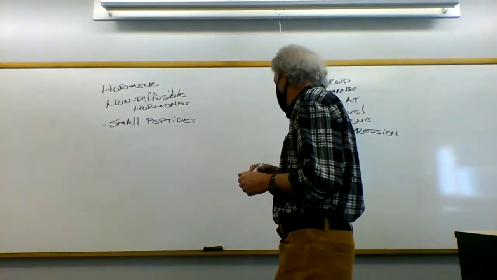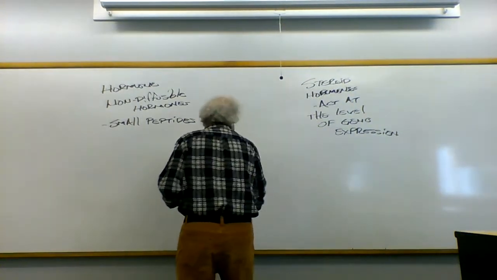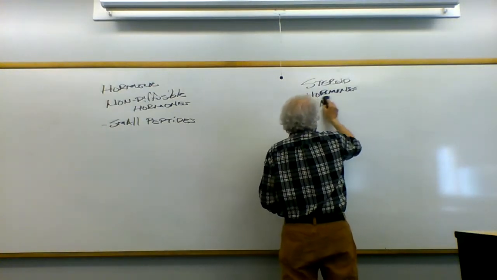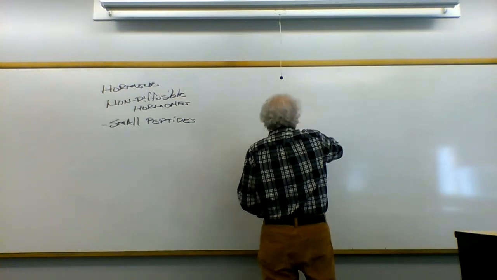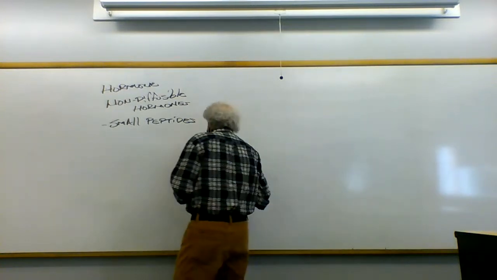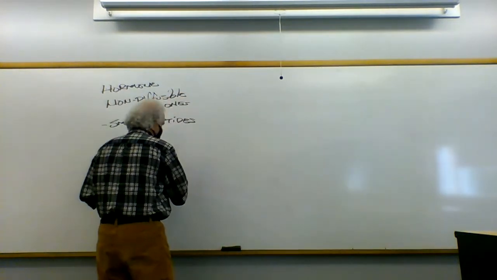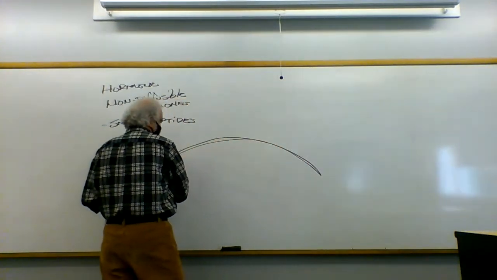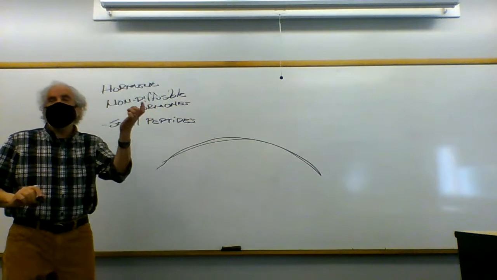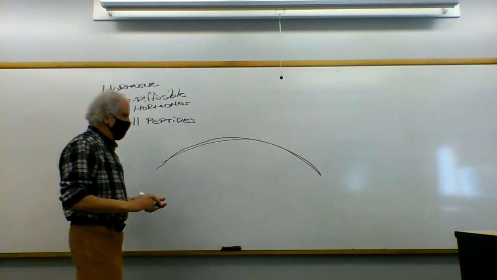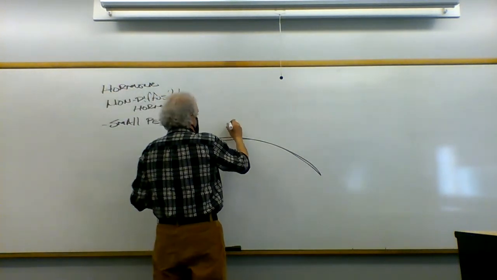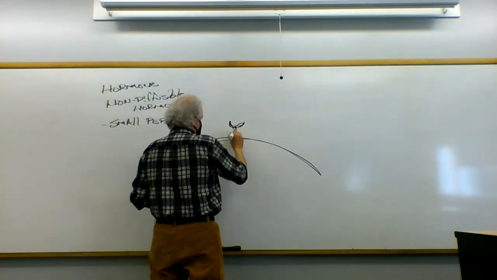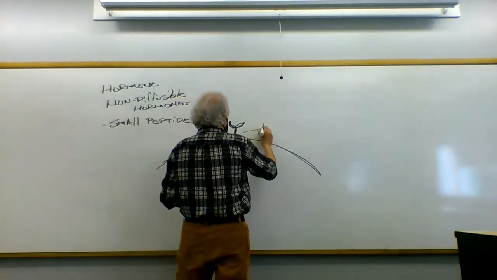All right. So now, with the small peptide class, or the non-diffusible class, in order for this to work, we're going to need a receptor that is sticking out into the extracellular space. We're going to need a transmembrane protein that is acting as the receptor.